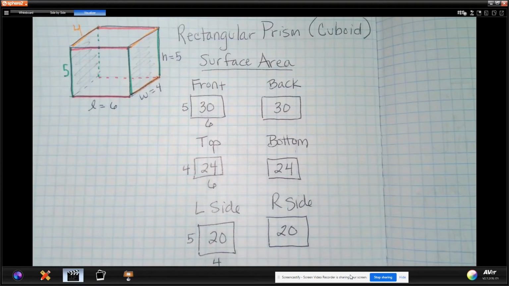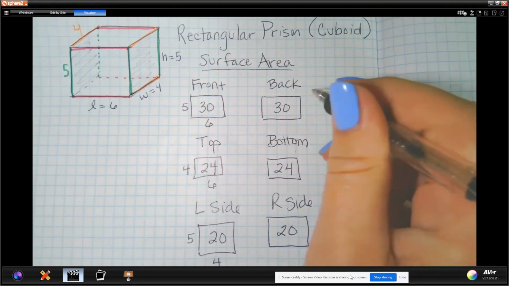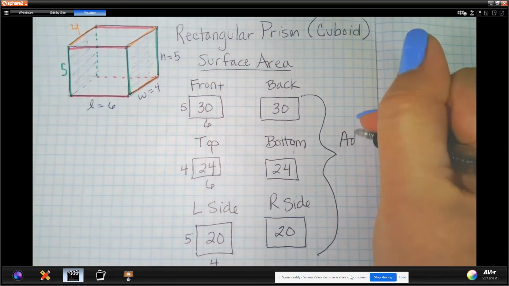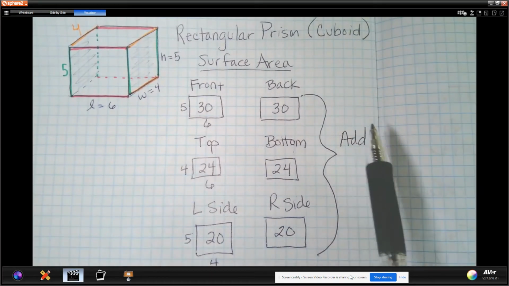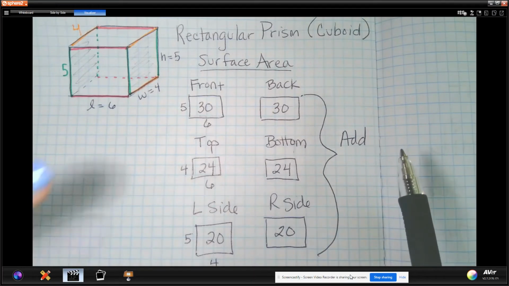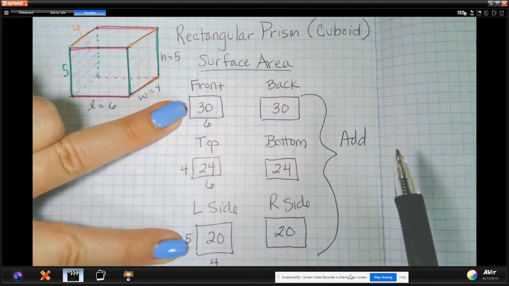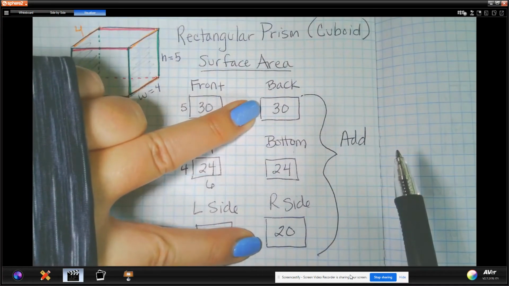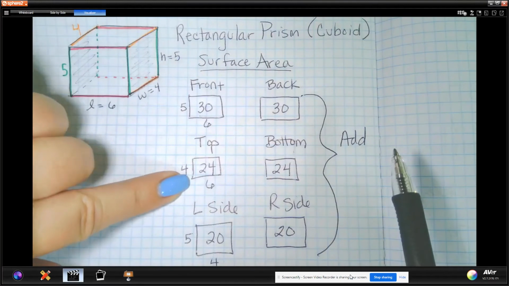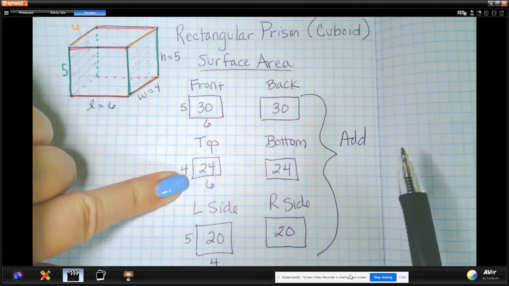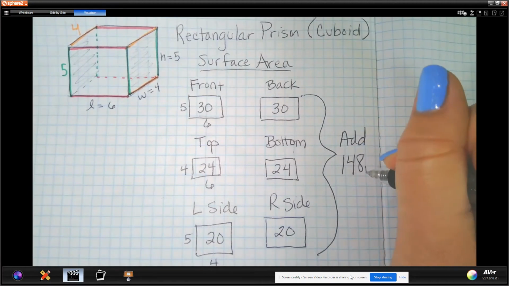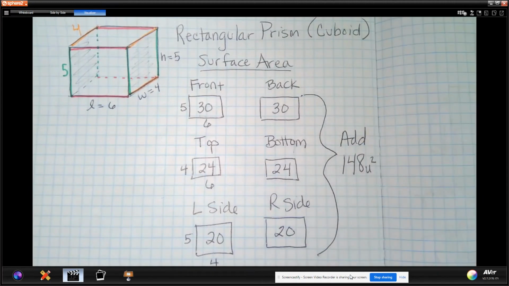So to get our total surface area, all we need to do is add these together. When I add them up, there's different ways you can add. I like to go with the numbers that are easy. I know 30 and 20 makes 50. Another 30 and 20 is another 50. 50 and 50 is 100. 24 plus 24 is 48. So I know this is 148 units squared because it's how many little squares cover this surface.